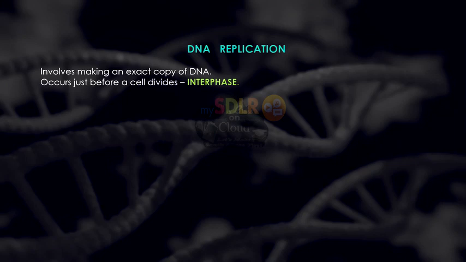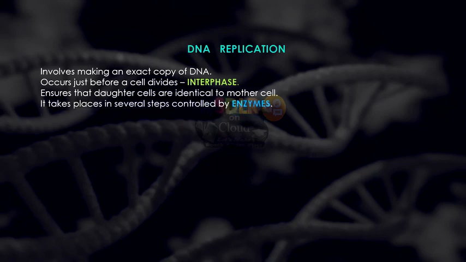Why does DNA replication take place? Well, it takes place to ensure that daughter cells that are formed are identical to the mother cell. All of these changes that take place during replication take place in several steps, each of which are controlled by enzymes. Your exam requires you to understand the process of replication and to be able to describe in detail, step by step, how this process occurs.